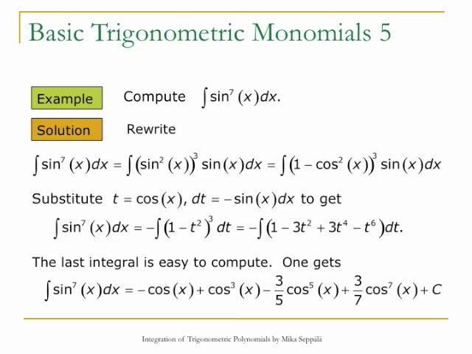We get that the integral of sin^7 x dx is, after substitution back to the original variable, -cos x + cos^3 x - 3/5 cos^5 x + 3/7 cos^7 x + C, where C is the constant of integration.